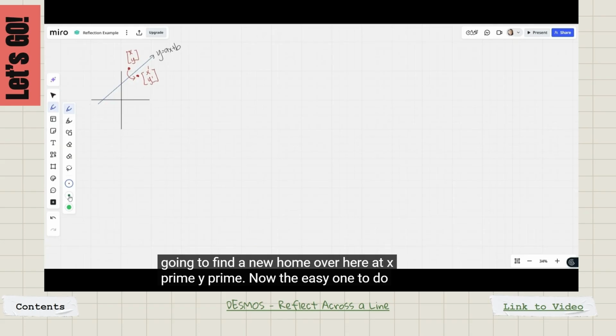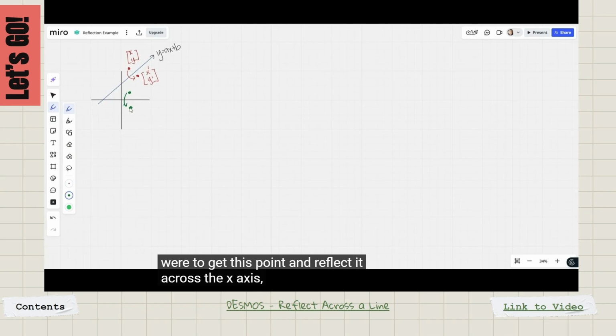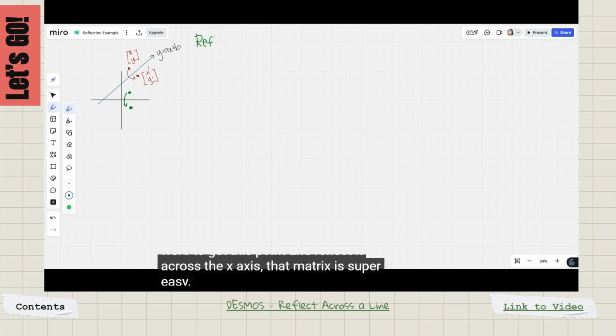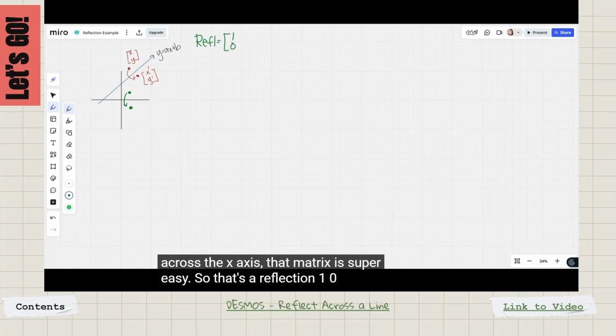Now the easy one to do is a reflection across the x-axis. So if we were to get this point and reflect it across the x-axis, that matrix is super easy. So that's a reflection, 1, 0, 0, negative 1. So that keeps my x values, but then flips my y values for the reflection. So I want to pretend that this line here is going to be down here so that I can do the reflection. So that looks like we need to do a rotation.